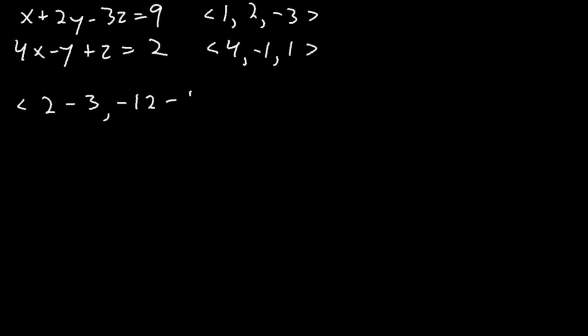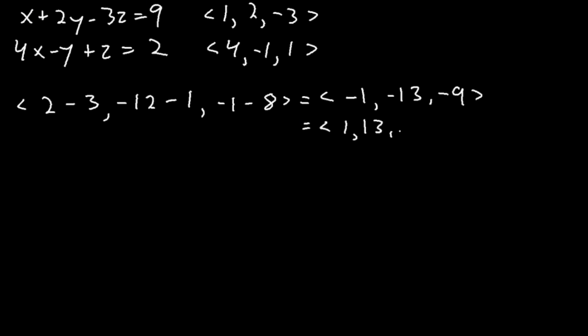-12 minus 1 and -1 minus 8. Simplify this vector, we get -1, -13, and -9. I want this to look pretty, I'm not going to lie, so I'm just going to scalar multiply all of these. This vector is still parallel to the one up above, but with no negative numbers, so it just looks prettier. Let's solve for 1 point on this line.